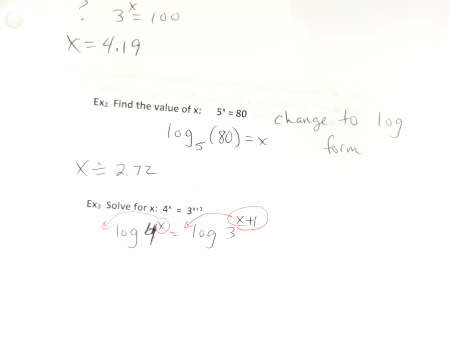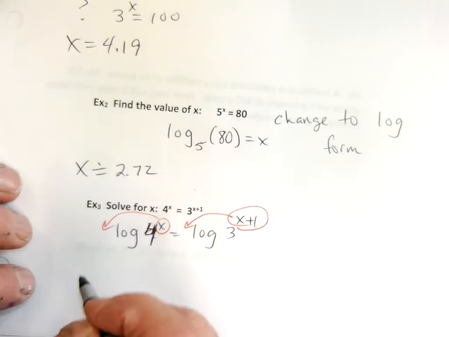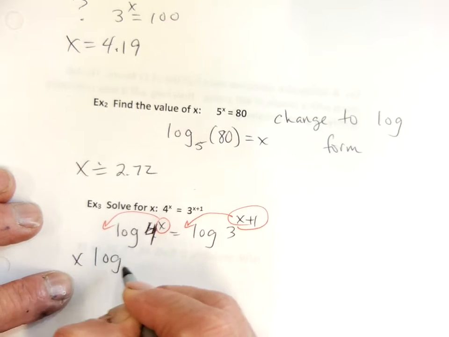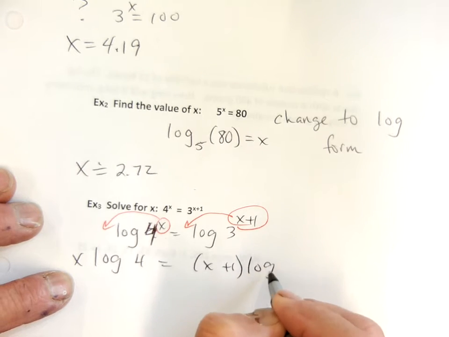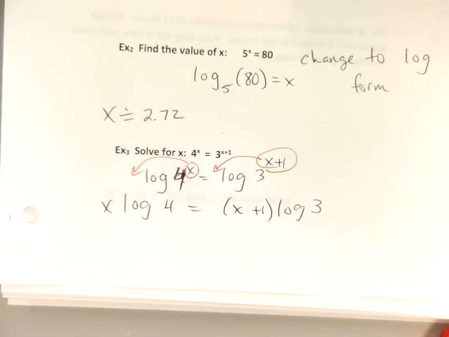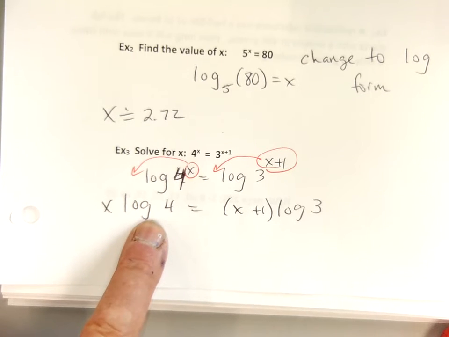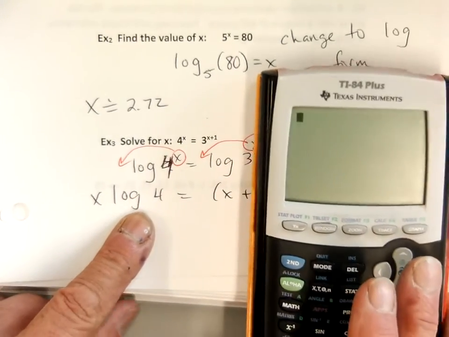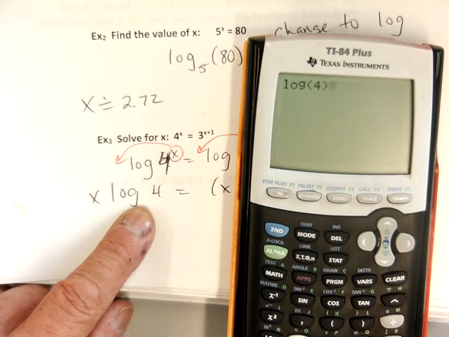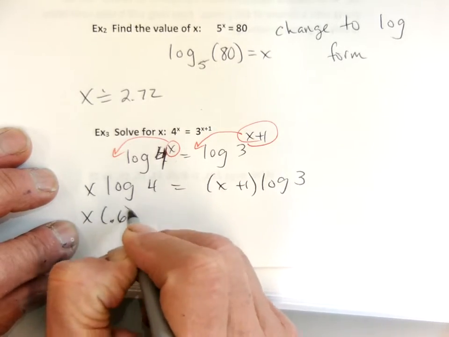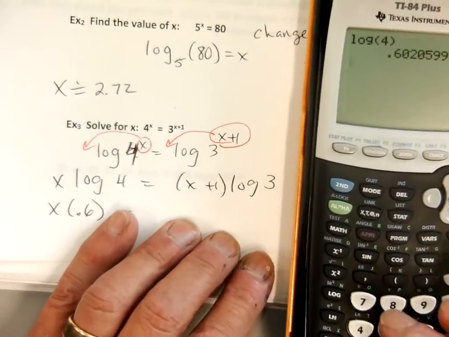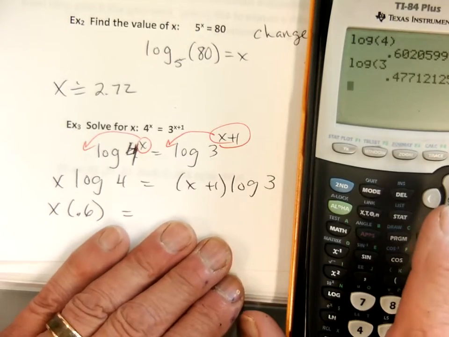And then, let me go ahead and rewrite this. So I'm going to have x log of 4 equals x plus 1 log 3, okay? Well, log 4 is just a number in my calculator, a decimal, but I'm going to change it into a plain old algebra problem. What is log 4? I don't know. Find out. Log 4 is about 0.6, okay? So I'm going to have x times 0.6 equals, what is log of 3? I don't know. Log 3, about 0.477.